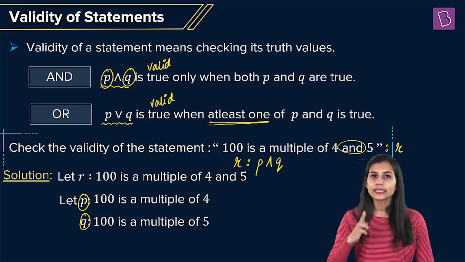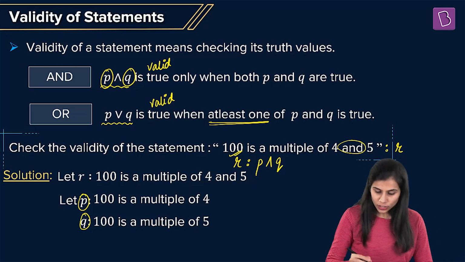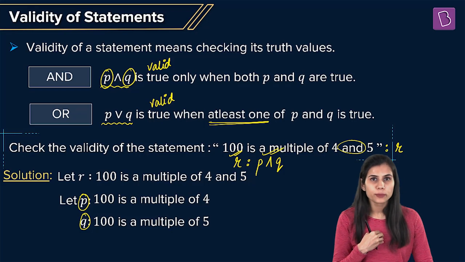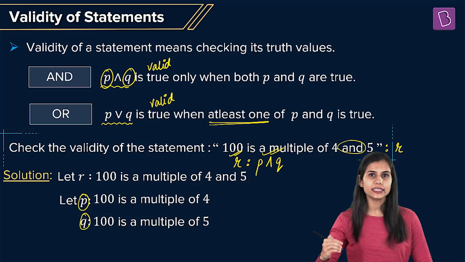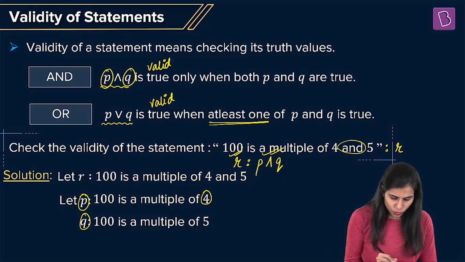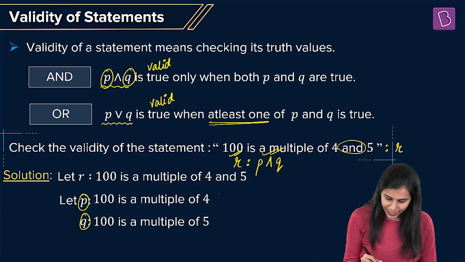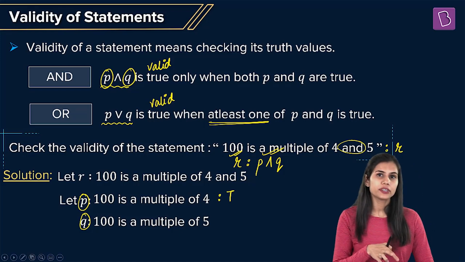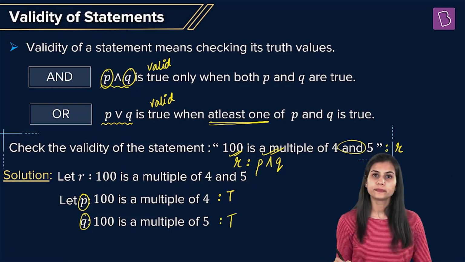In order to conclude that R is valid, it is equivalent to saying that I want to conclude that P conjunction Q is valid. And for that, I should first of all prove that both of its component statements P and Q are individually valid statements or true statements. And that is very obvious, guys, over here. We know 4 into 25 is 100. That means 100 is, yes, a multiple of 4. So P is certainly true. Also, 5 into 20 gives me 100. That means 100 is definitely a multiple of 5. So the truth value of Q is also true.